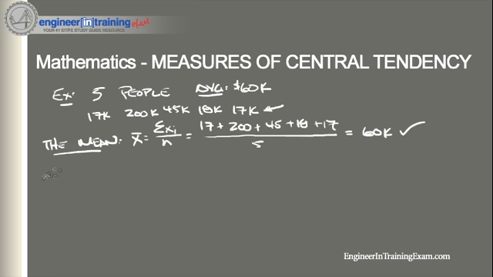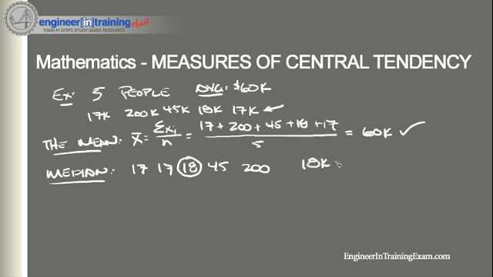So let's look at the median. What would be the median? What we do is we list the values in order. So we've got 17, 17, 18, 45, and 200. From this list we can see that 17 is the only income that occurs more than once, so that's talking about the mode. Now the median of this list is 18. 18K is going to be our median.